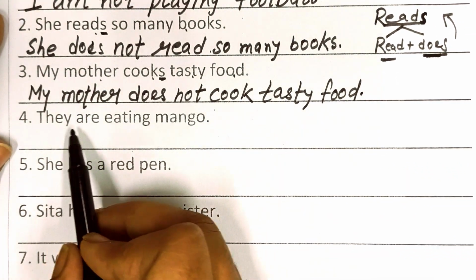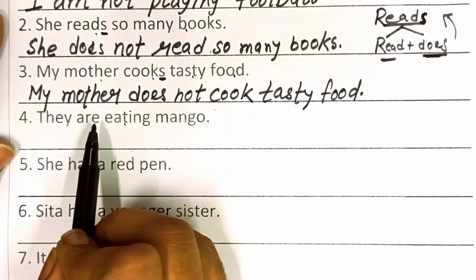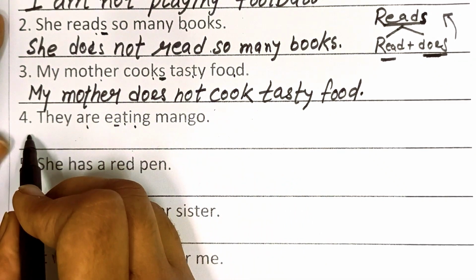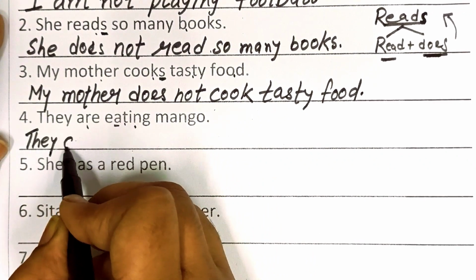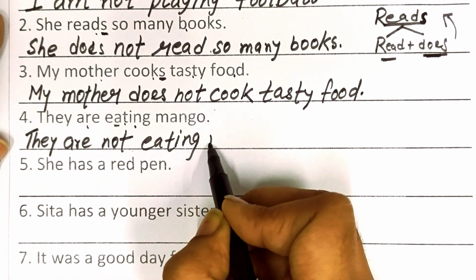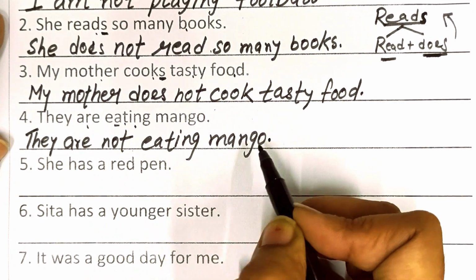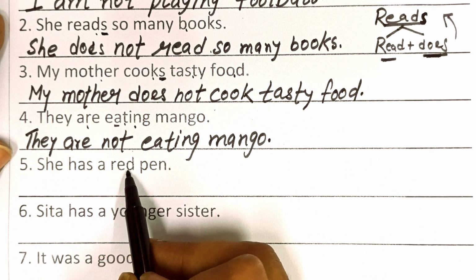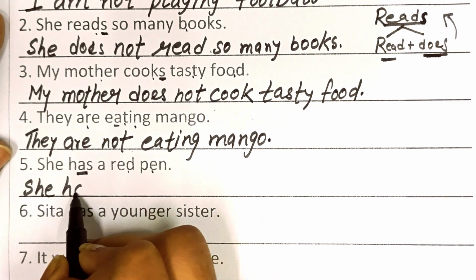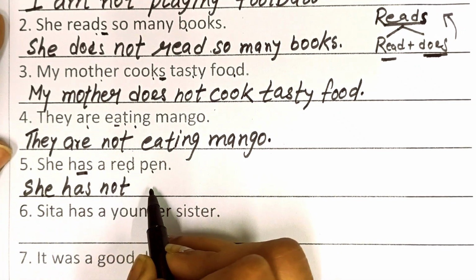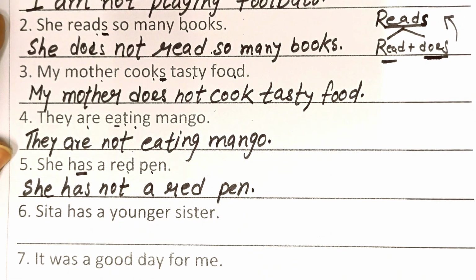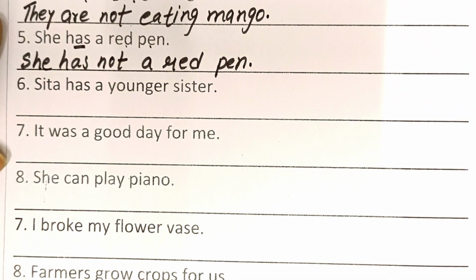Now next one is they are eating mango. So we are having both main verb and helping verb, eating is our main verb and are is our helping verb. So we can change this, they are not eating mango. Okay, next, she has a red pen. So has is our helping verb, so she has, add not and copy the rest, a red pen. Clear?